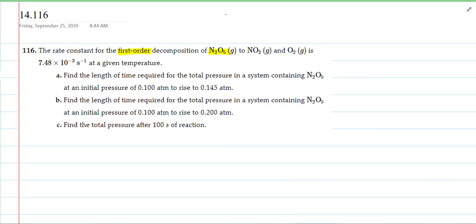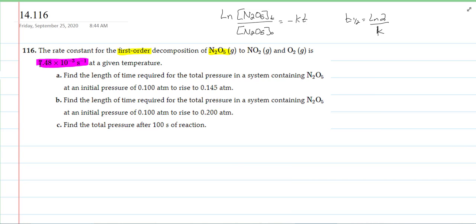Right there, I'm going to write natural log concentration of N2O5 at time t over the concentration of N2O5 at time 0 equals negative kt. And t1/2 equals negative log of 2 over k. Rate constant k, lowercase. There we go. The rate constant is 7.48 times 10 negative 3 seconds negative 1 at a given temperature.